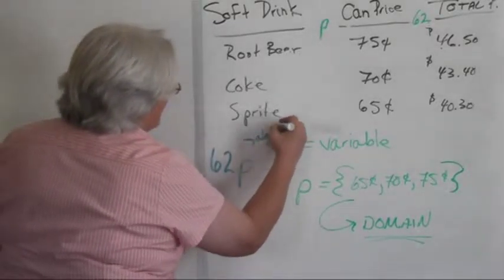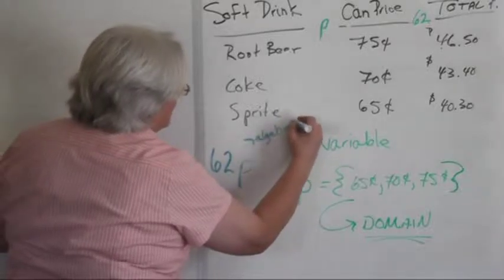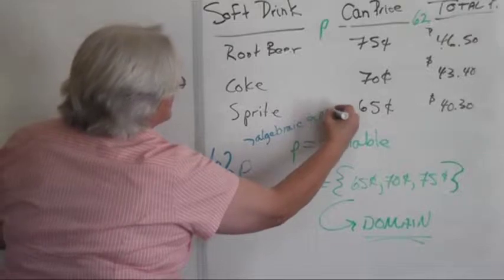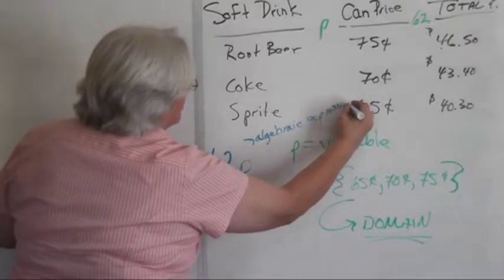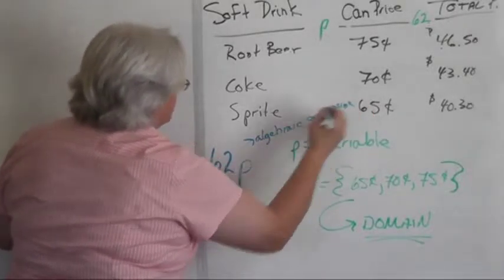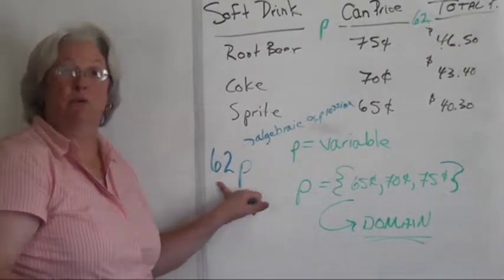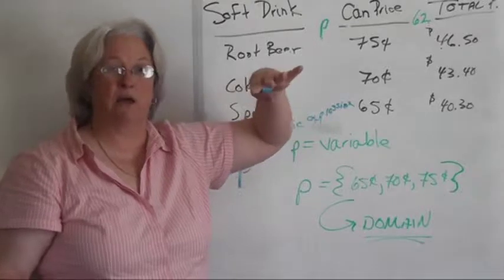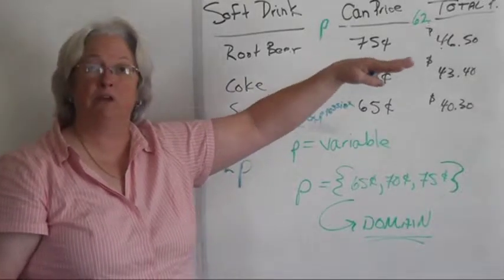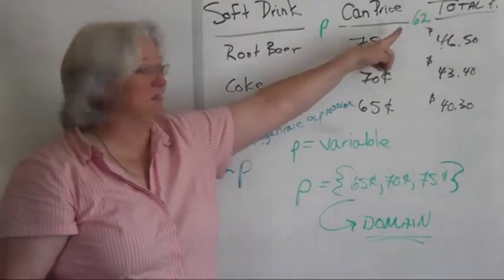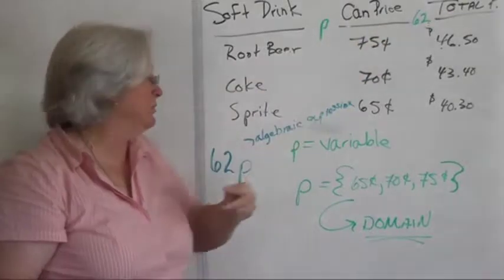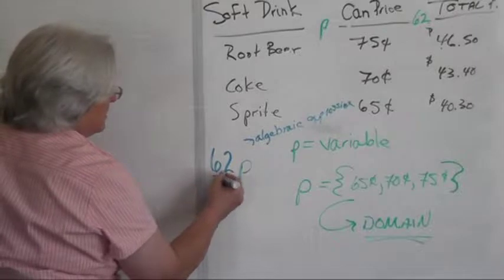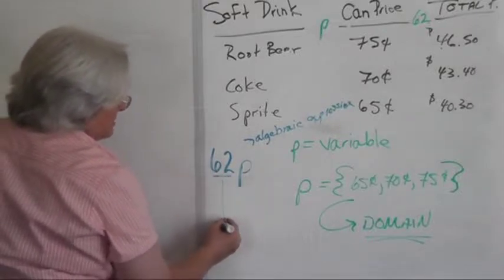What makes it algebraic, what really stands out to us that it's an algebraic expression, is that it has variables in it. This number here, 62, stays constant. It doesn't matter if you get Coke, root beer, or Sprite. You have a constant number of people. It's 62 people.